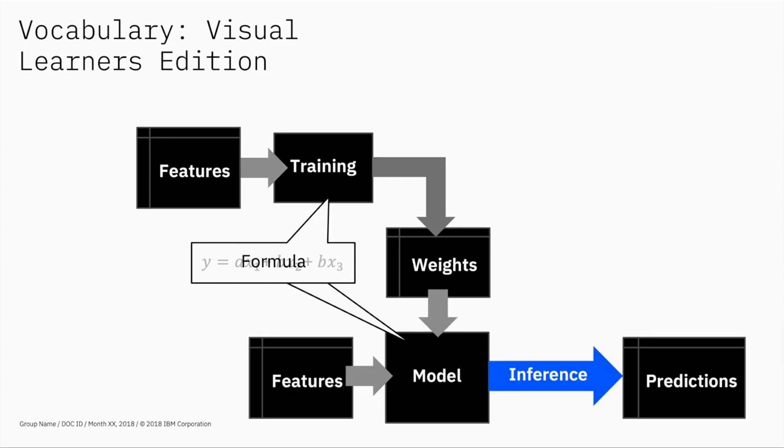We then take those weights and the formula and wrap them up with some glue code to produce a model, which will then take features from the application, values of those variables from the application, and evaluate the formula to produce results that we call predictions. And this process of producing these results, we call that inference.